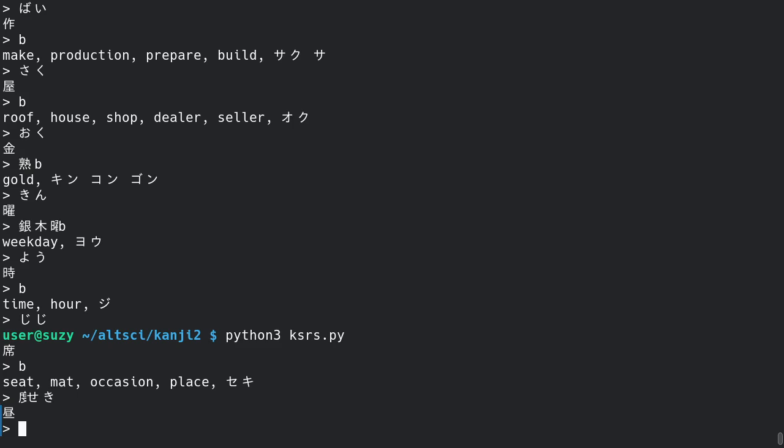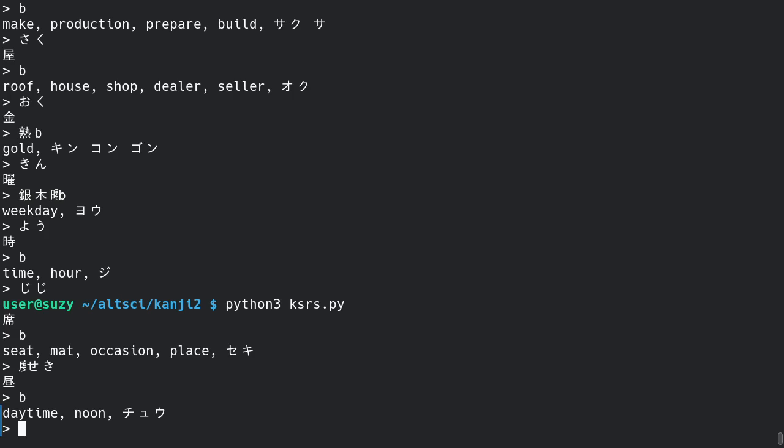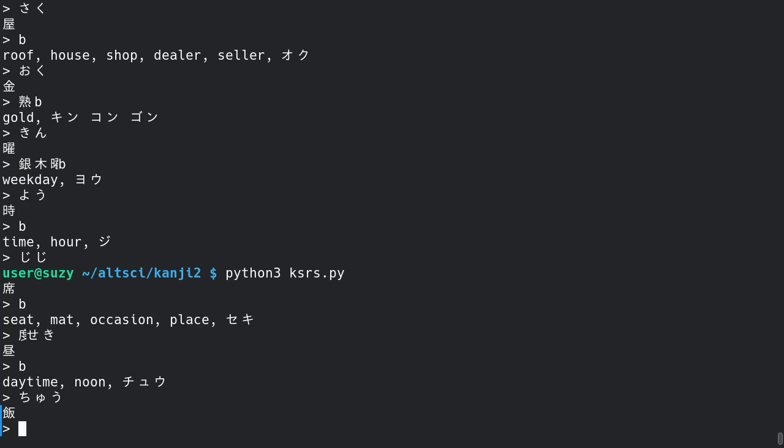That's, this one I think is noon. So let's take a look at that. Yeah, daytime noon. And it's chu. So yeah. So we'll do that. And then this one I just looked at yesterday. So this is an easy one for me. This is meshi. This is like Gohan, I think. So if you look at Gohan, oops. Yeah, so that's the kanji for Gohan. And is it also the one for meshi? So yeah, it is the one for meshi as well.